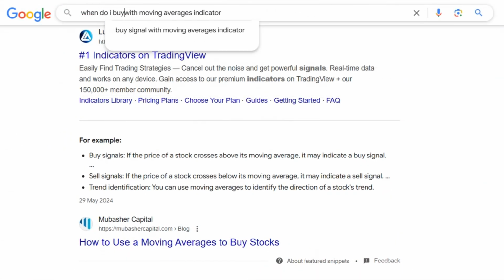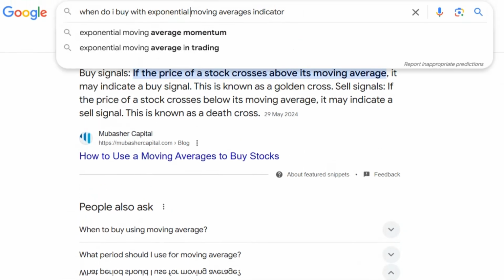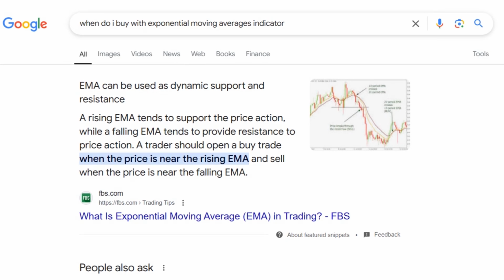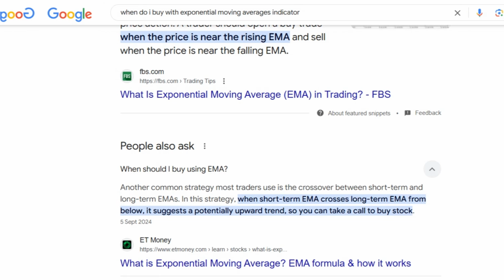Now, everything is deemed useless if you actually don't know when to buy and when to sell with these indicators. The buy signal for simple moving average is when the price crosses above its moving average. Then this is a buy signal, and if it crosses below, then it's a sell. With exponential moving averages, things are a little bit different because there are two average lines, one for short period and one for long period. When the short-term exponential moving average crosses the long-term exponential moving average from below, then it's a signal for an uptrend. That's when you need to buy, and the opposite when you need to sell.